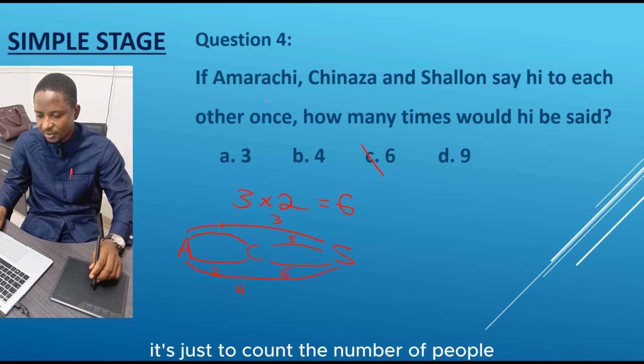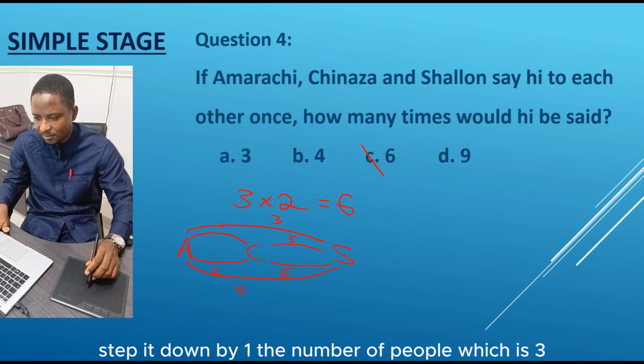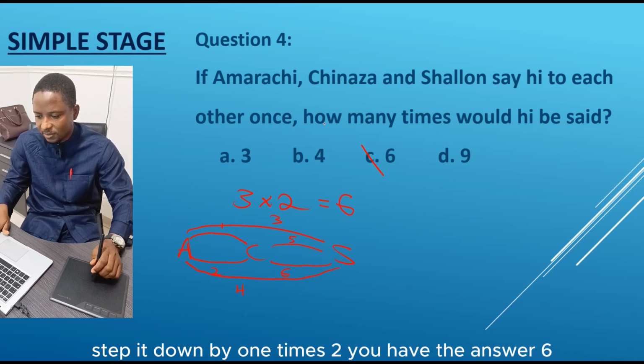So it's just to count the number of people, step it down by 1. The number of people, which is 3, step it up by 1, times 2. You have your answer as 6.